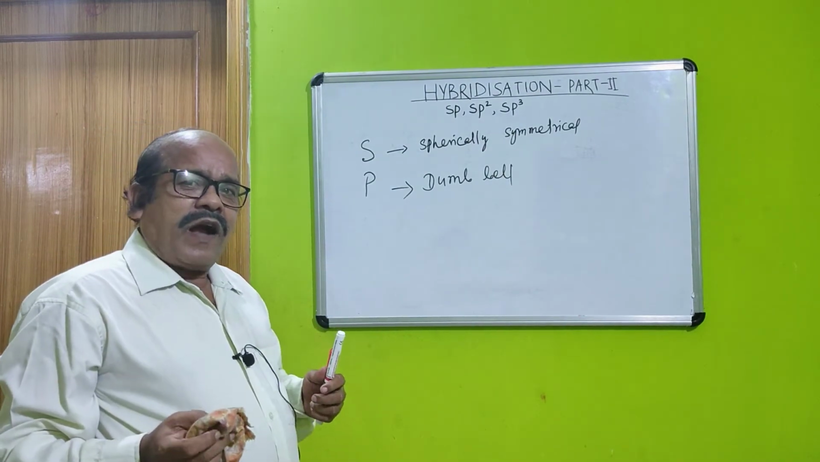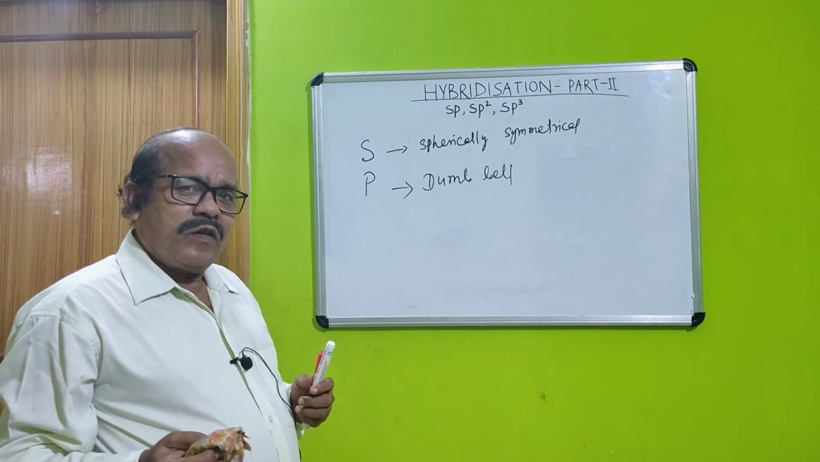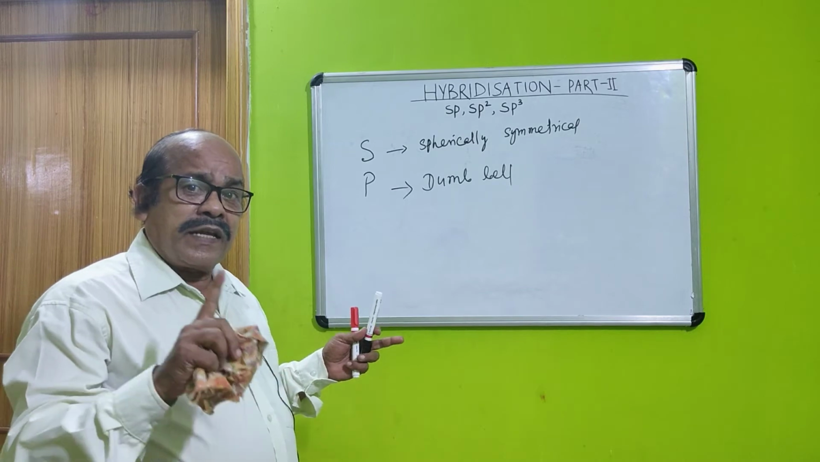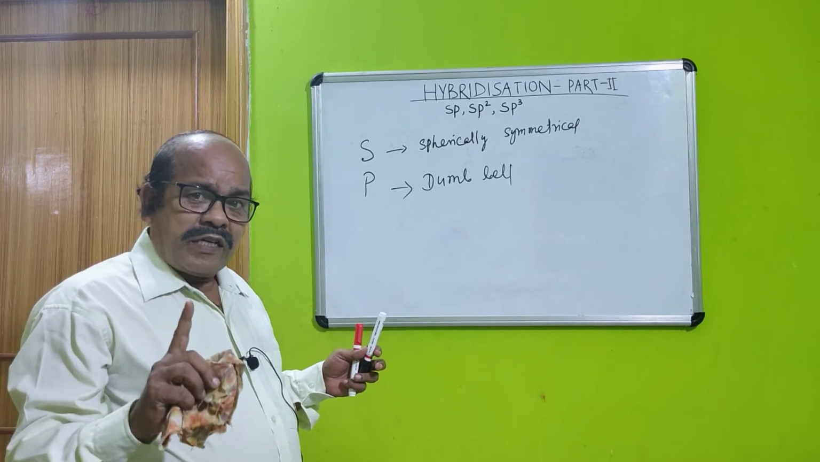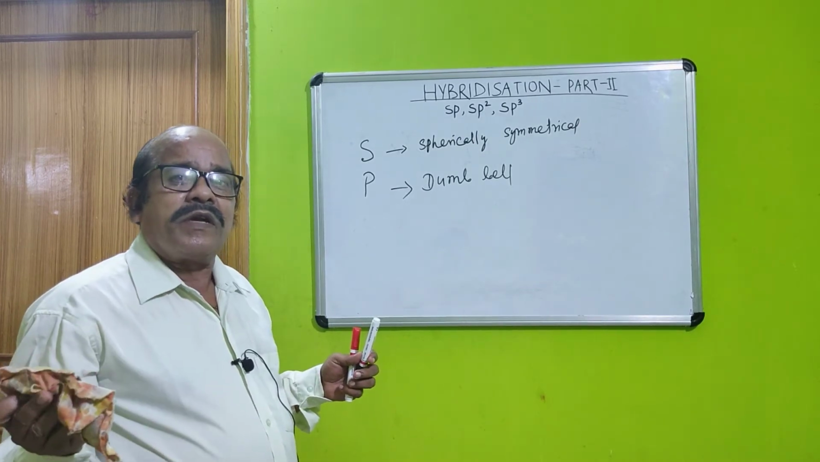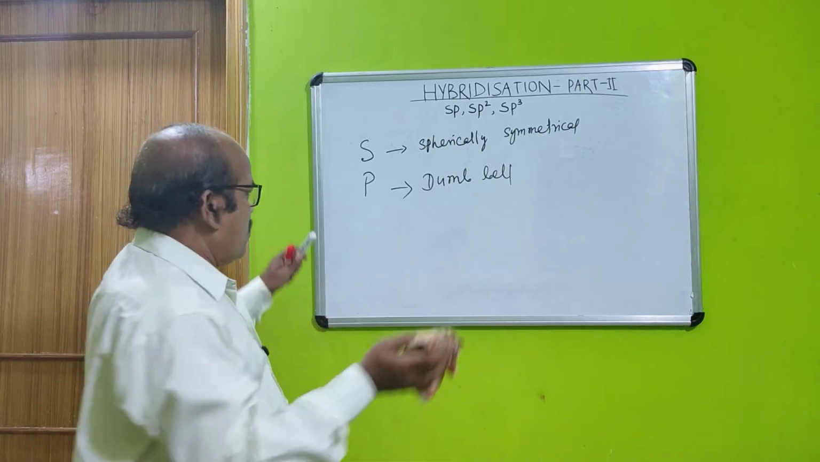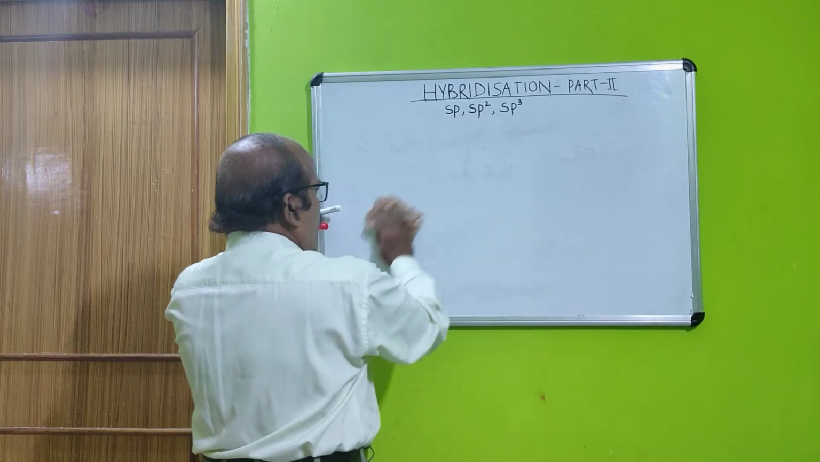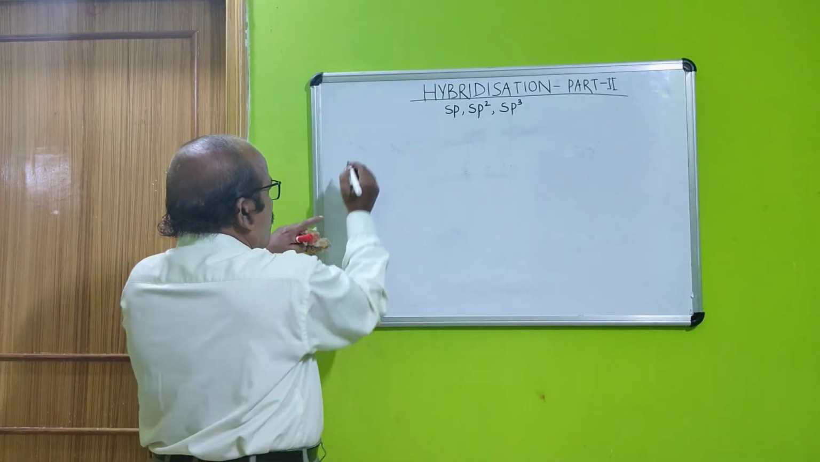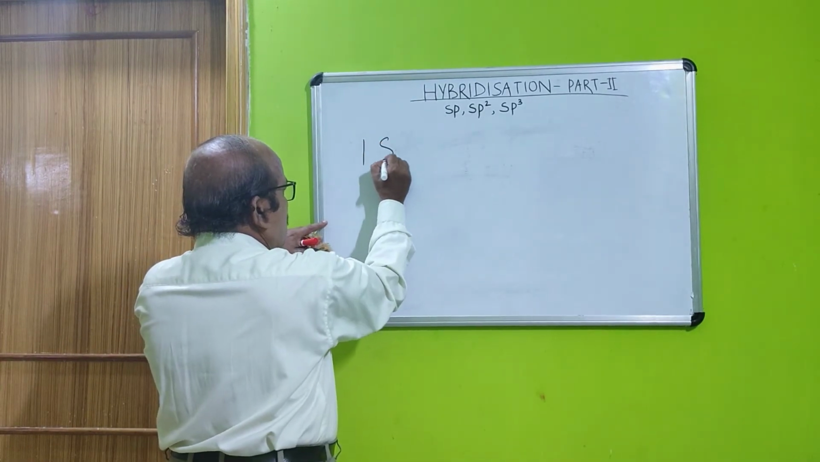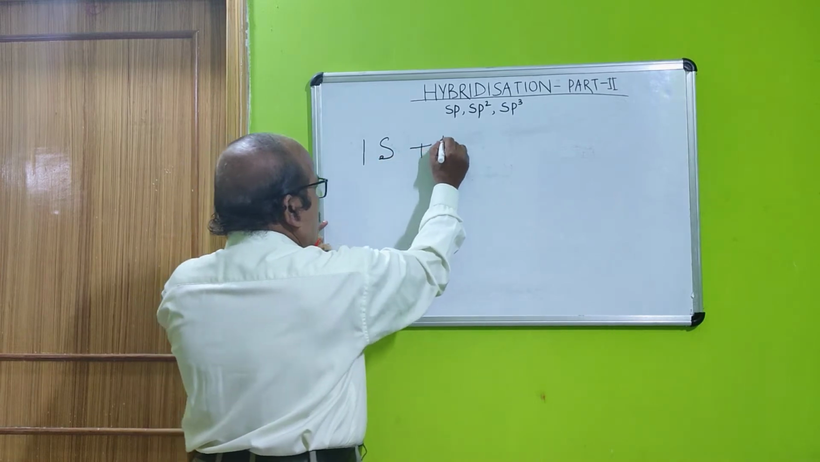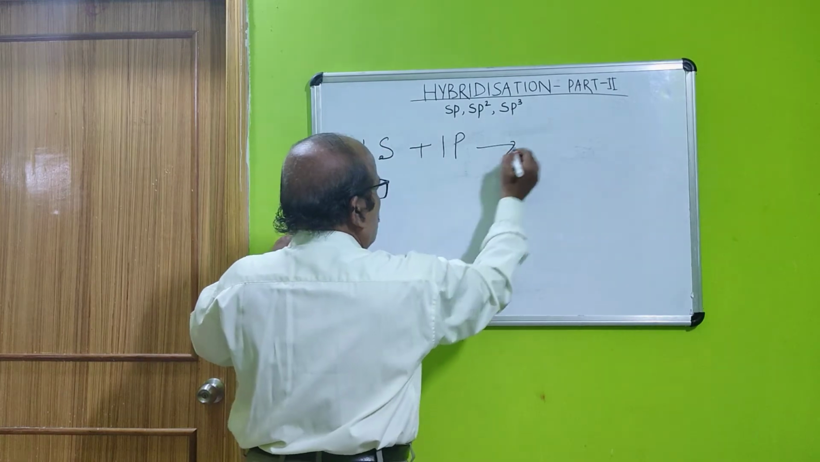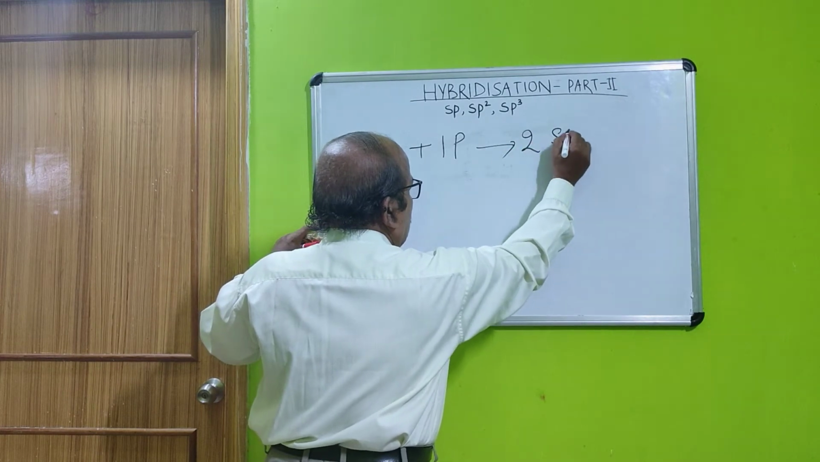Now, in the definition of hybridization, we know the number of orbitals that are mixed will give rise to the same number of hybrid orbitals. Now, when 1s will mix with 1p, the 1 plus 1, the product is 2 sp.